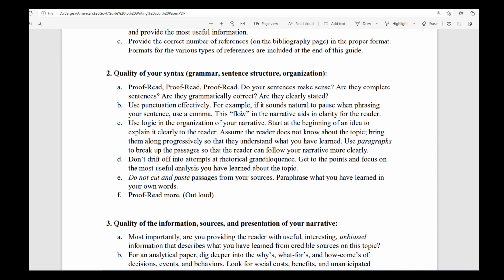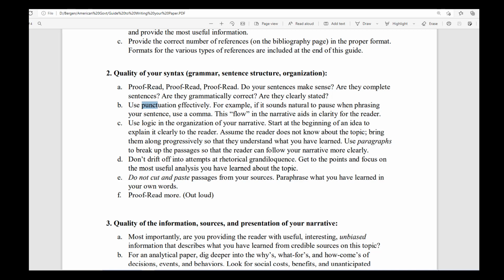That's your sentence structure, the grammar, the way you write your sentences, organization, paragraphs. So my biggest recommendation for that would be to proofread it, proofread it, proofread it, and then proofread it again. You can't proofread it enough, because if you proofread it, that's going to catch those clumsy sentences, those run-on sentences, those incomplete sentences. You want to proofread it to make sure that it sounds good, that it's making sense. Are they complete sentences, grammatically correct, clearly stated?